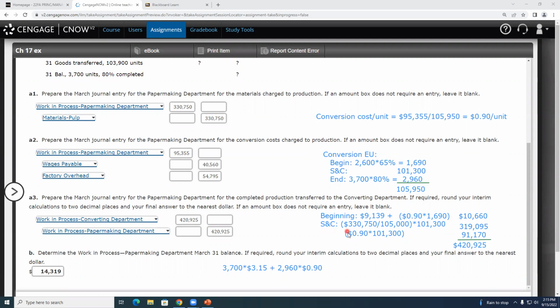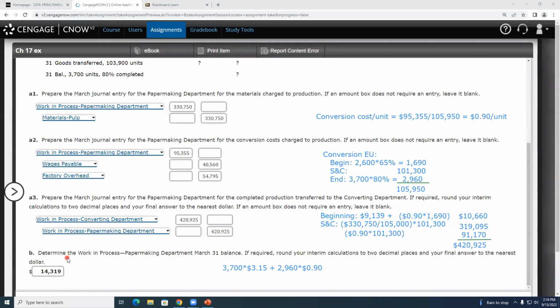For the units that were started and completed, this is my calculation of the cost for the direct materials per unit. It's the total cost for direct materials divided by the number of units that were started. It works out to be $3.15 per unit. For the 101,300 units that were finished, that number comes from right here. There's the total. And then we also had to add the conversion costs for those units at 90 cents each. And that's from right here. For all of those units, total of 91,170. The total cost then for the work that we finished, the units that we transferred to the next department, $429.25. We move those out of paper making into converting.